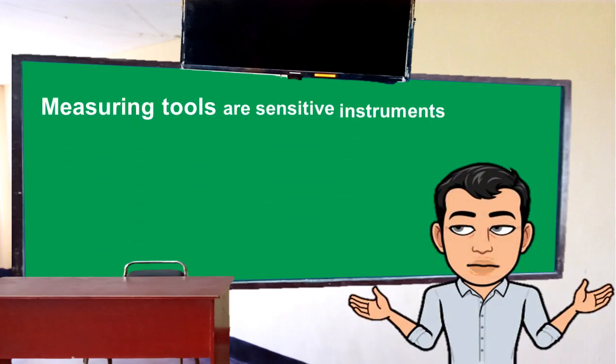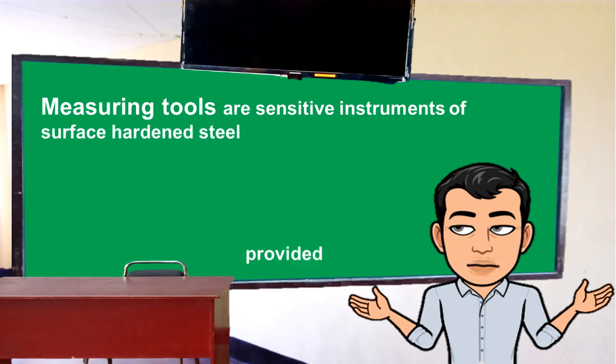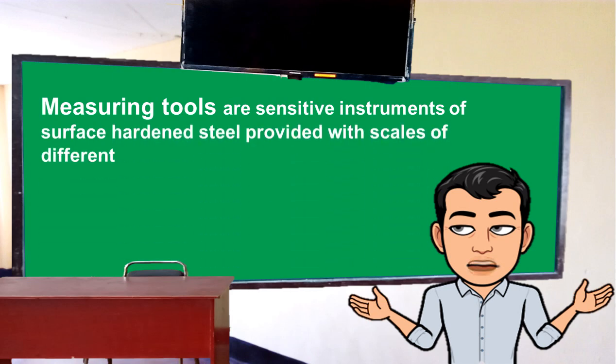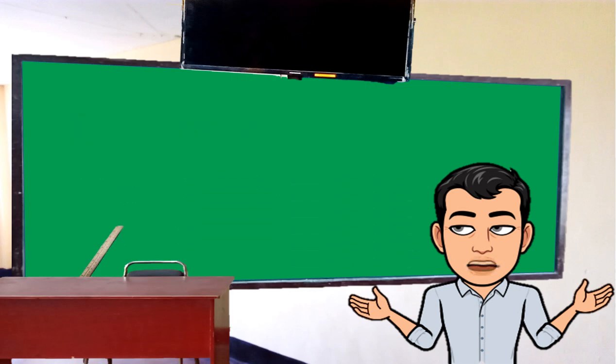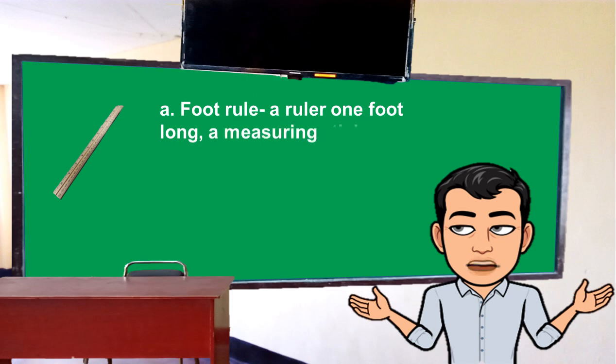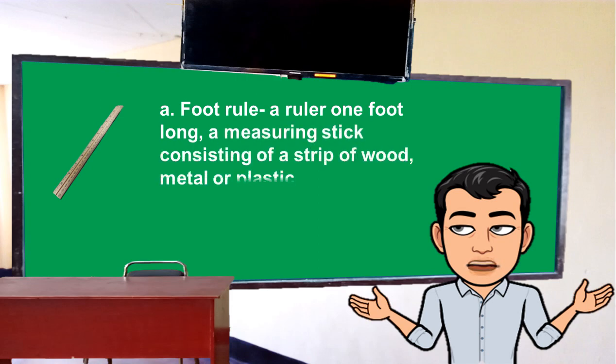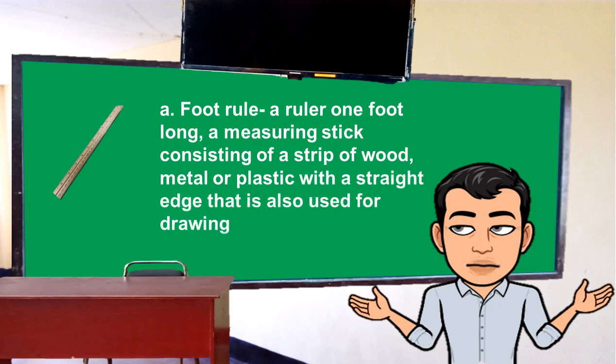Measuring tools are sensitive instruments of surface-hardened steel, provided with scales of different degrees of accuracy. Foot rule, a ruler 1 foot long. A measuring stick consisting of a strip of wood, metal, or plastic with a straight edge that is also used for drawing straight lines and measuring lengths.